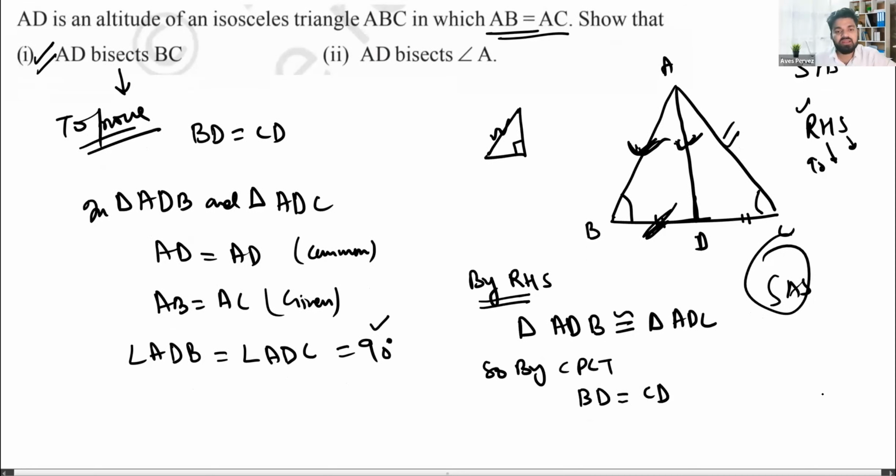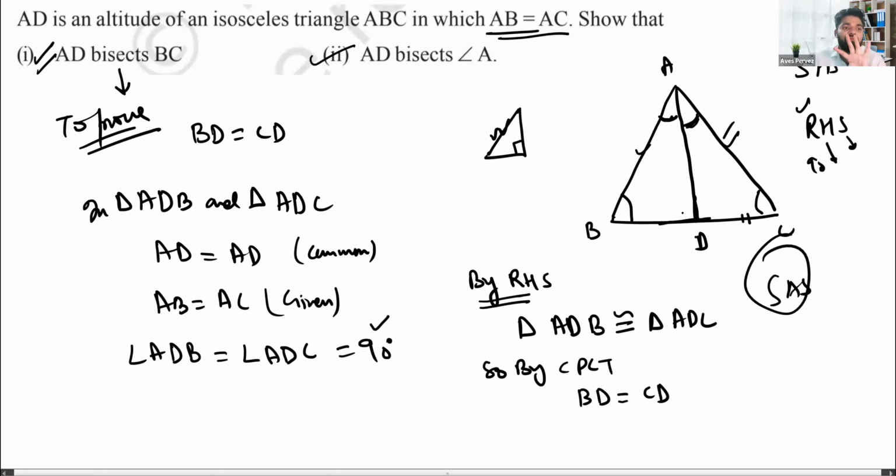Similarly, it is also asking that AD bisects angle A. So what does the word bisect mean? It means we indirectly need to prove that this angle is equal to this angle. If we prove angle BAD equals angle CAD, then it means AD is bisecting angle A.